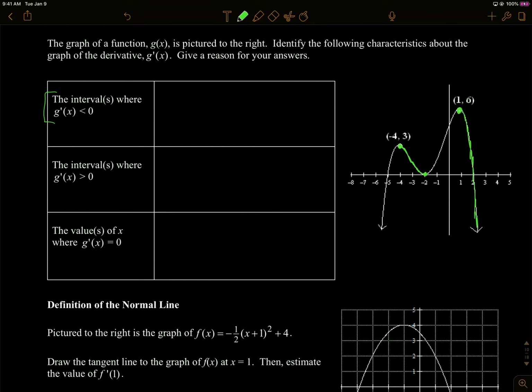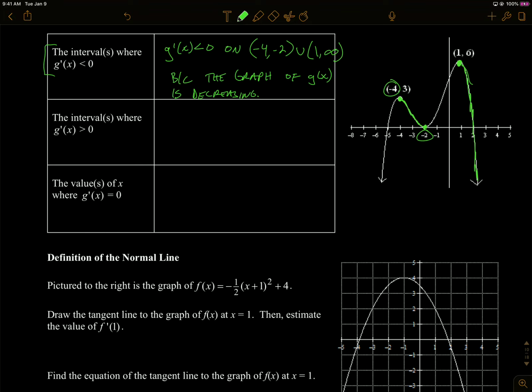So we're going to say that g prime of x is less than 0 on, and we'll write those two intervals. We're using our x values, right? Negative 4 to negative 2, union also from 1 to infinity, because here's our explanation piece that we have to do in calc. The graph of g of x is decreasing.